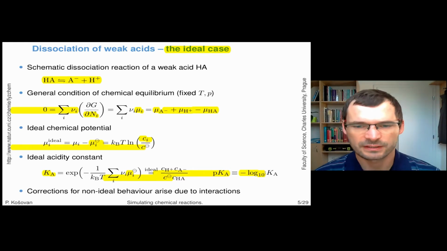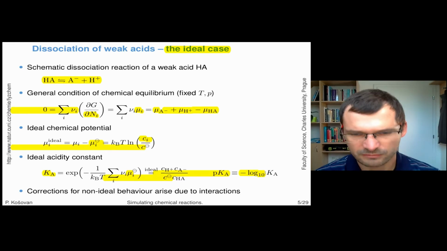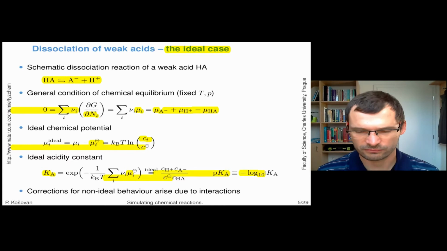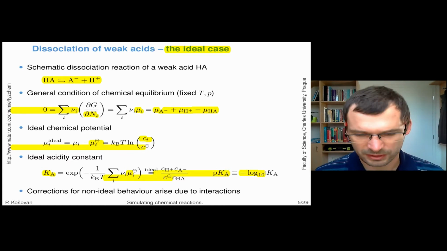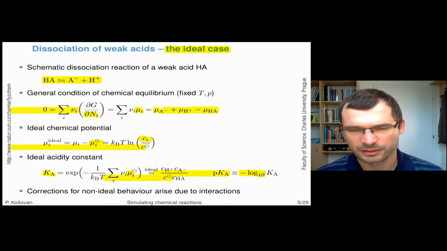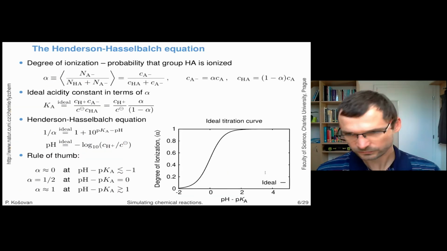Well, this is the ideal case, and if we want to study non-ideal systems, interacting systems, we need to introduce corrections for this non-ideal behavior. We can introduce this correction either by developing some kind of analytical theory or by simply explicitly simulating the interacting system.